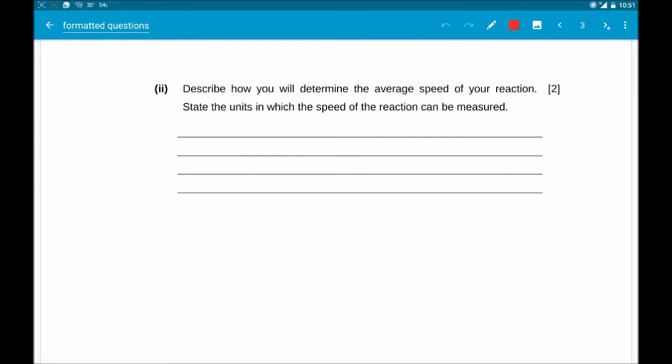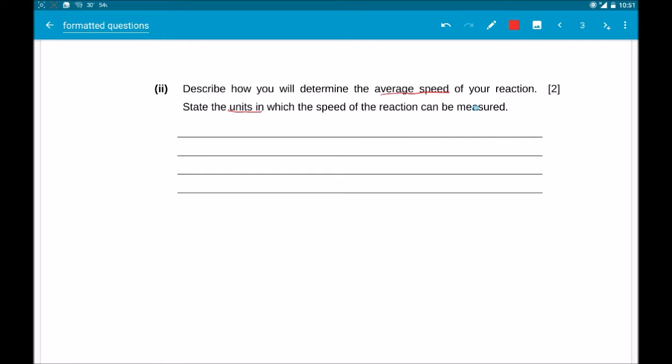Let us look at B part 2 of the question. Describe how you would determine the average speed of your reaction. State the units in which the speed of the reaction can be measured. So as we have mentioned in part 1, to measure the average speed of a chemical reaction, in our reaction we have used the formation of product.